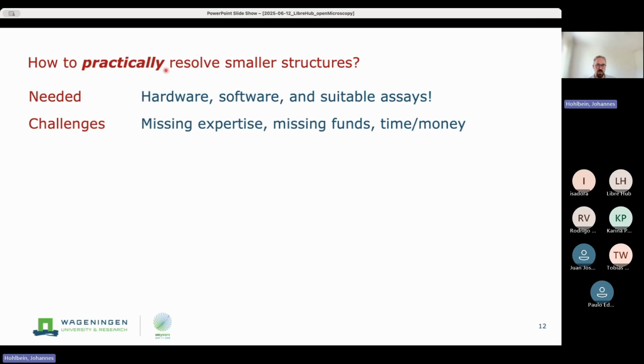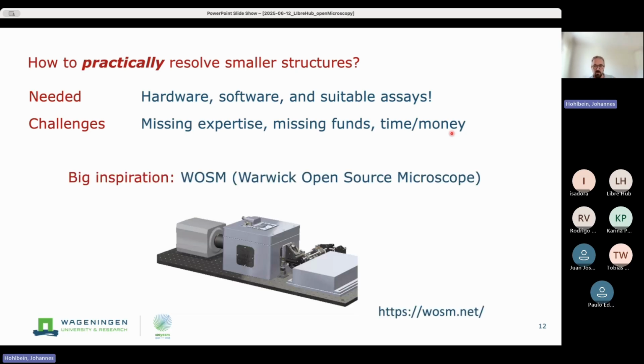And the challenges that we faced and that everyone else is facing are that you might not have all the expertise, you might miss the funds, the time, the money, or sometimes in the worst case, both. So one inspiration for me, about 6, 7, 8 years ago, was the open source microscope. That was the first idea where people thought, okay, how can we simplify that? How can we make a microscope that is good enough to do single molecule localization, but which is also reliable and can be built from available components?